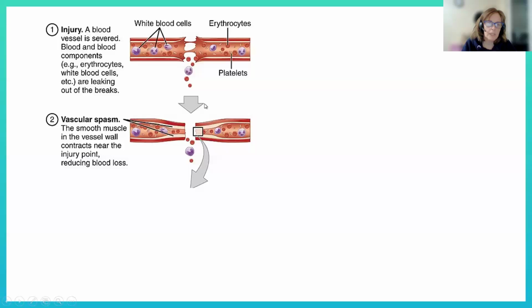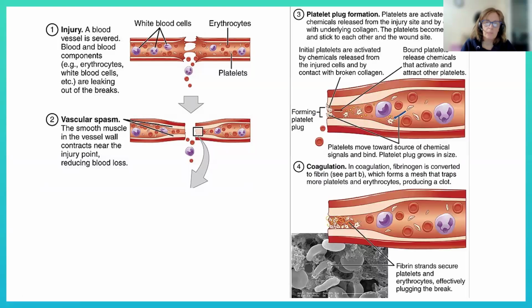So the first thing that happens is the smooth muscle wall of the vessel can contract near to the point of the injury. So the diameter of the lumen is much reduced. So there's much less space or volume for the blood to flow out. So that's going to reduce the blood loss. And also the diameter that's needed to be plugged by the fibrin and the platelets is smaller.